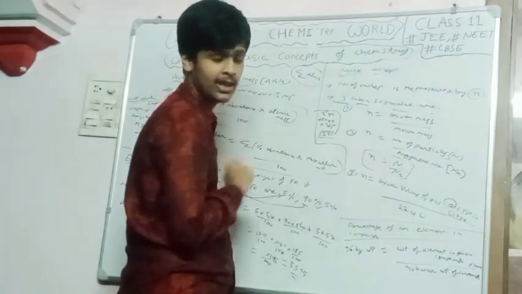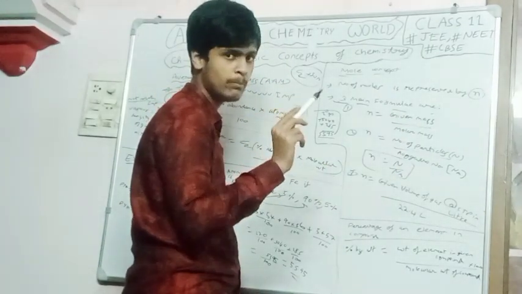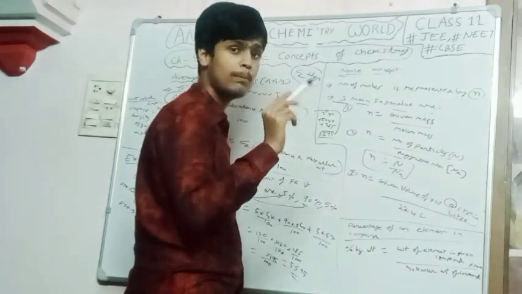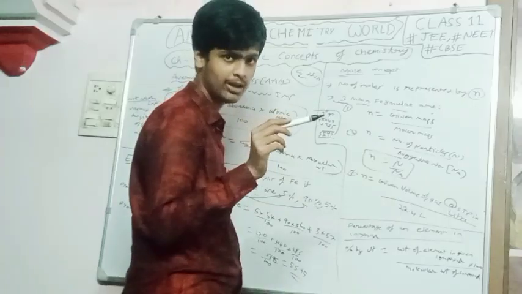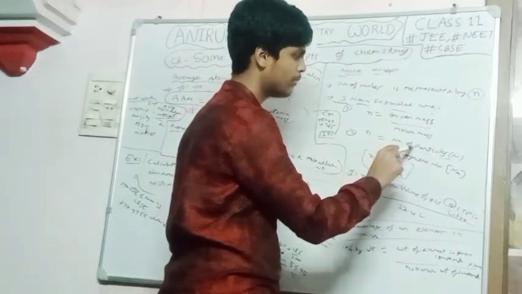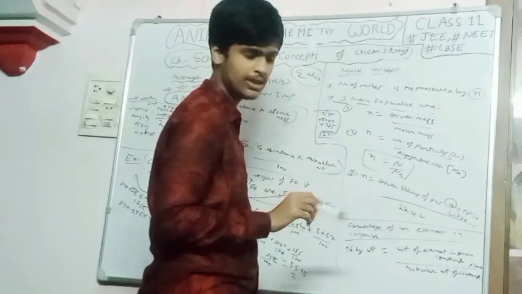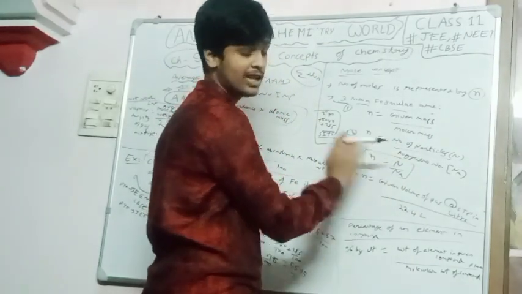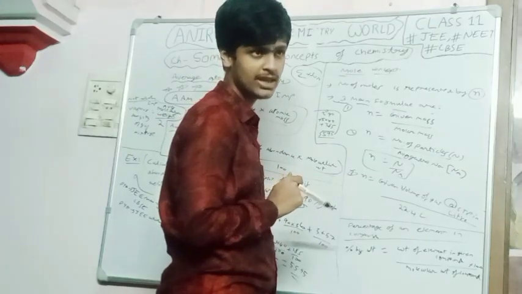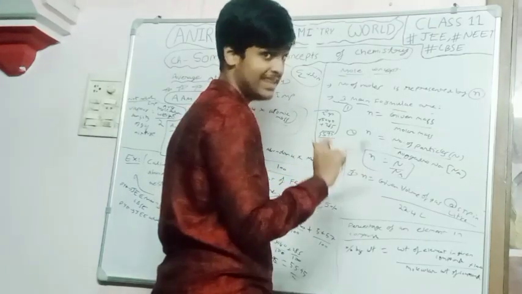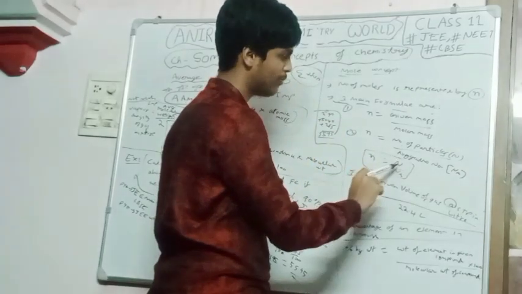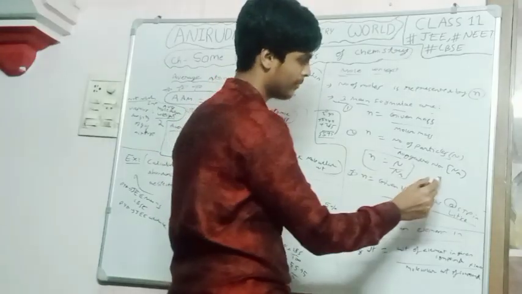And the second formula is number of moles is equal to given number of particles by Avogadro number. So n, number of moles, is equal to given number of particles, capital N, by Avogadro number. So we can write this second formula in shortcut as small n is equal to capital N by N A. Means number of moles is equal to number of particles by Na, means Avogadro number.